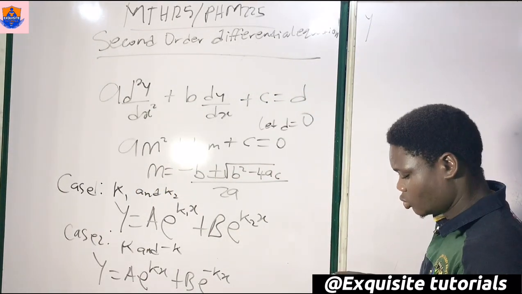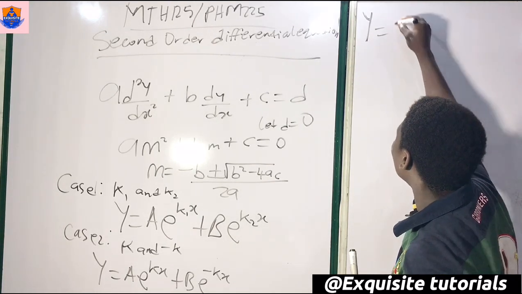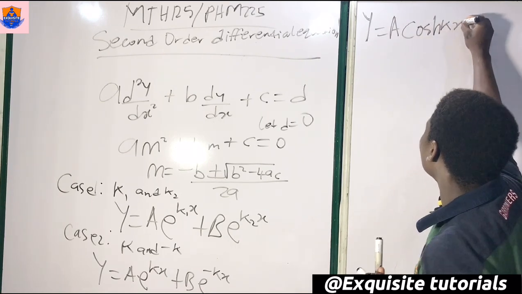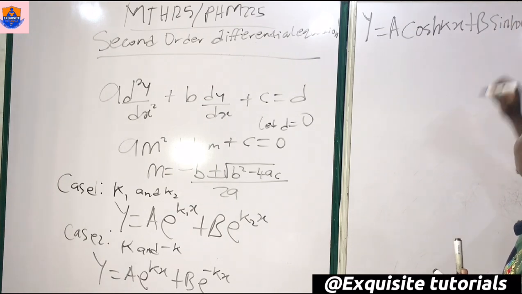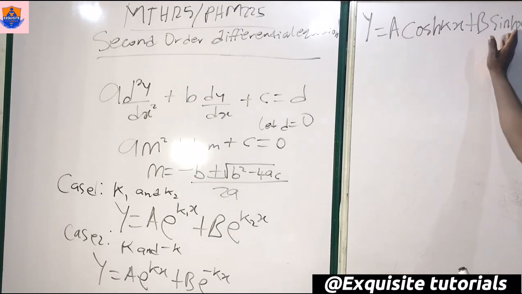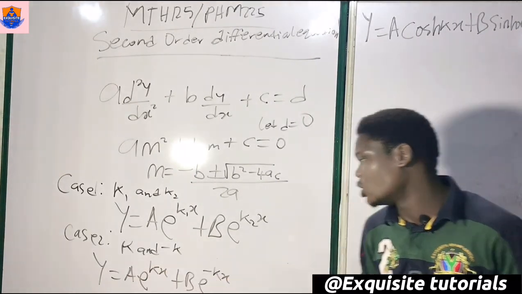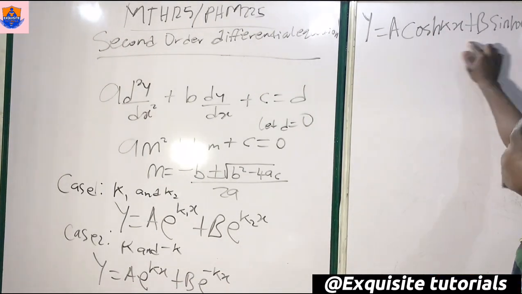y equals a cosh kx plus b sinh kx. Not sine, cos and sine, but hyperbolic cos and hyperbolic sine. So since we have k and minus k, either you leave your answer like this, since there are two different values, or you leave your answer in this form.